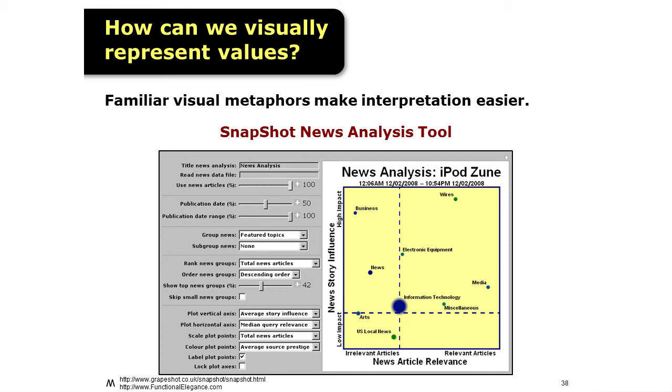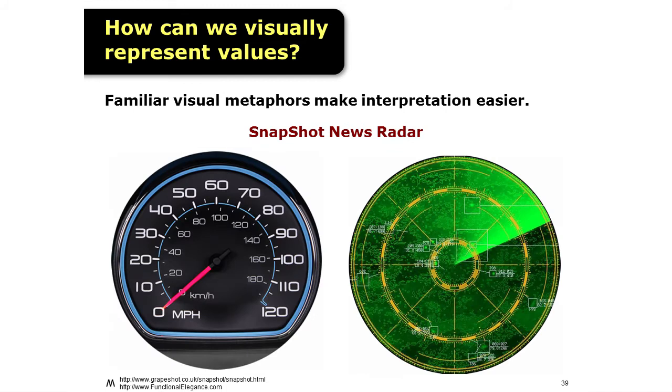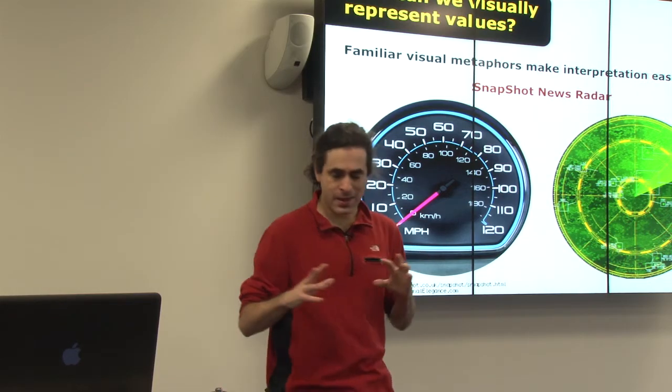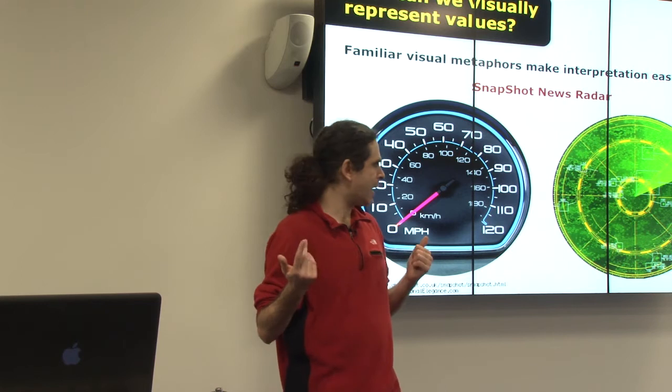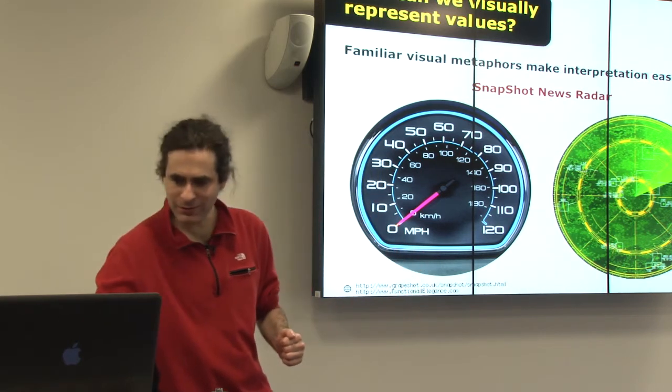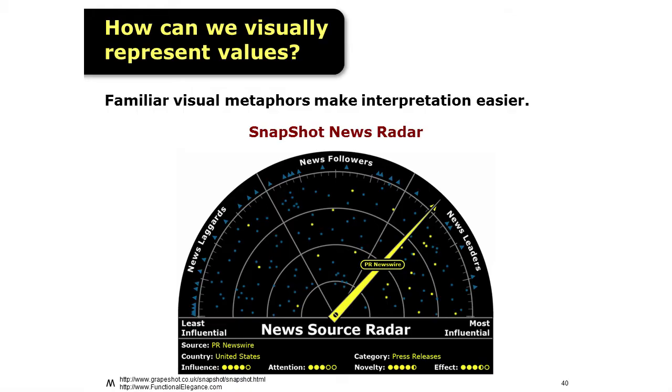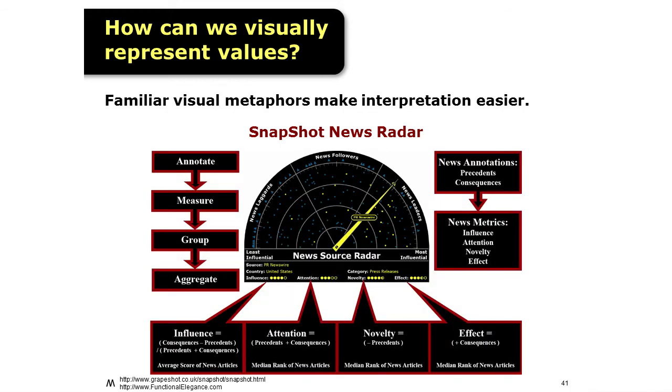So I needed to simplify this, and so I went from that to the idea of a news radar, which is this notion that familiar visual metaphors make interpretation easier. So let's put together a speed gauge, and the radar, and this is what I got. And I don't quite have the time to go through it in detail. See me afterwards if you're interested.